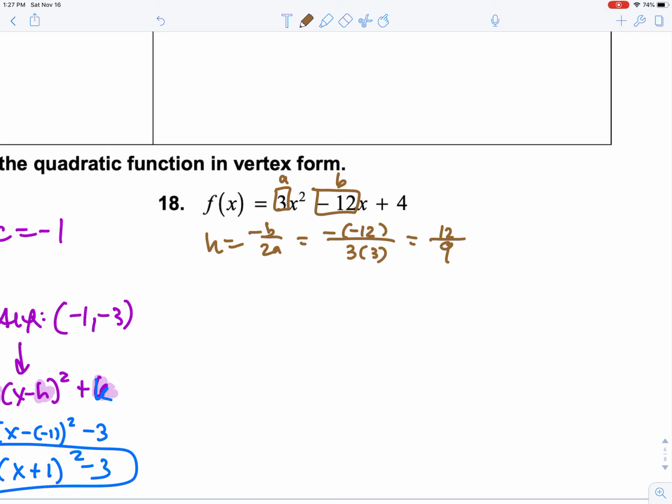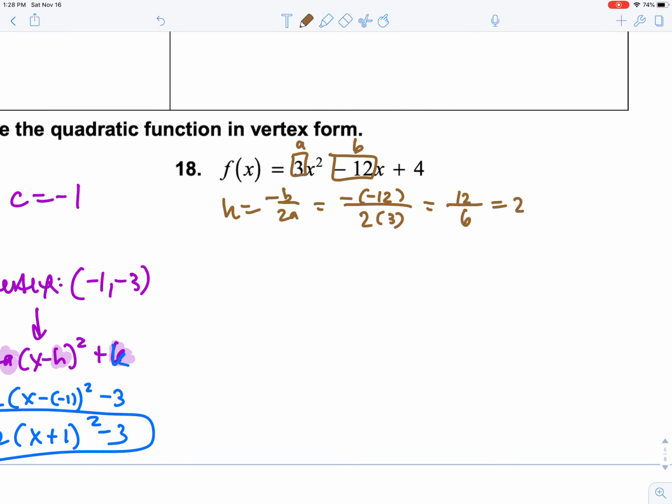Let's double check that. Oh, wait, let's backtrack. This should not be a 3. This should be a 2, so then I get a 6. And then this would simplify to 2. So, yes, you can get an h value that's not a nice number, but if you are starting to get a not nice number, then double check that you didn't just make a simple mistake like we did. Okay, so I know my h.